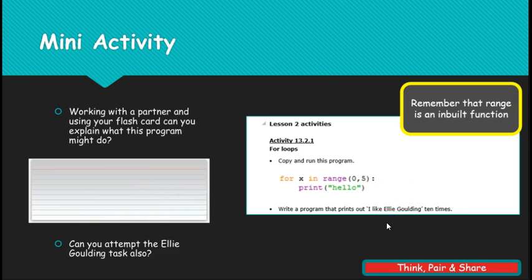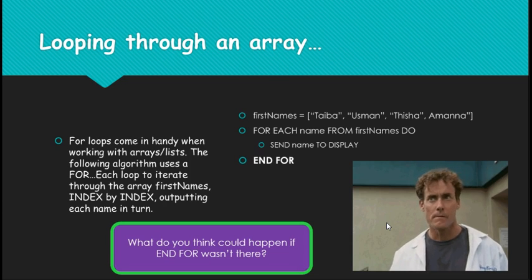Right, so looping through an array. Last lesson we looked at arrays. We looked at what arrays are, where you have a variable, and within the variable you have many different indexes. We've got an array here which is called first names, and in here we've got 4 items or 4 indexes. We've got Taiba, Usman, Tisha, and Amana. Here we have a for loop where we have for each name from the first names do this, so it will send the name to display.